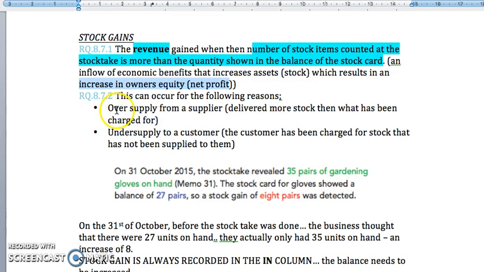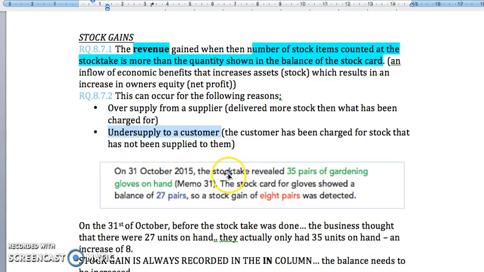This can occur if there is an oversupply from a supplier, so the supplier has given us more than what we ordered, or an undersupply to a customer, so that we've charged the customer for a certain amount but only supplied them less than that. So we'll go through an example.